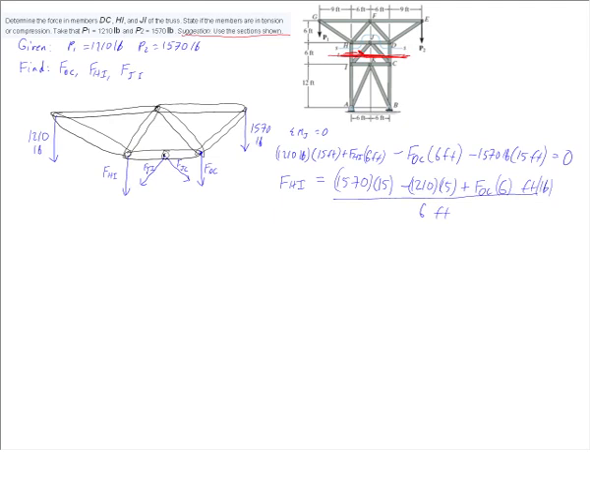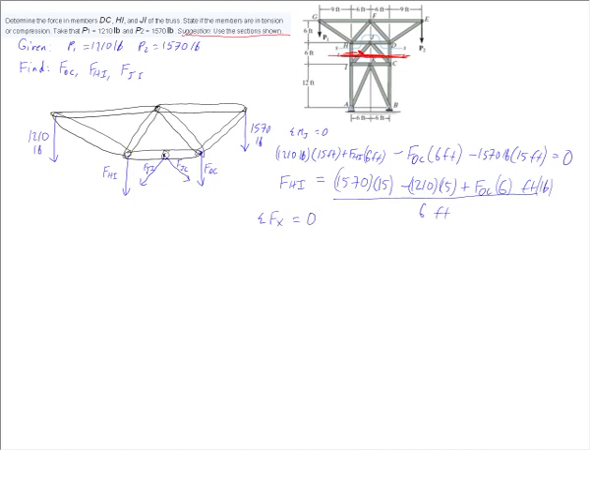Okay, I'm going to leave it there for now, and then I'll get out my calculator in a minute. We'll get some more information about that. Okay, so that was the sum of the moments about point J. Now we can get some more information. We can do the sum of the forces in the x direction, which is going to give us a relationship between FJC and FJI. So the sum of the forces in the x direction is equal to 0.